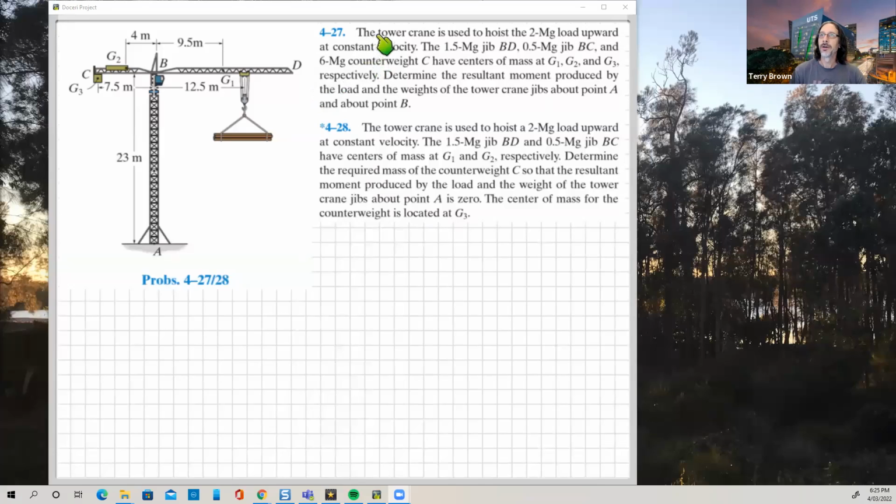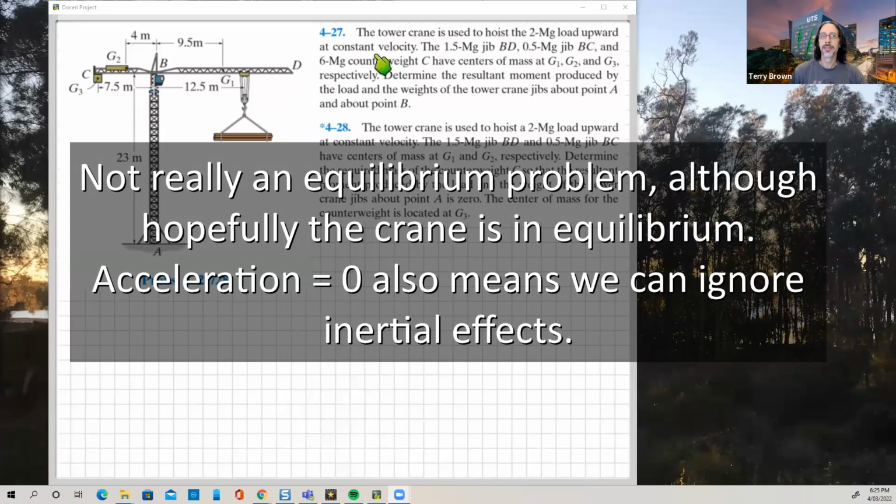So we've got a tower crane used to hoist a 2 megagram load upward at a constant velocity. So reading constant velocity, what does that tell us? That tells us that acceleration is 0, so therefore we can use equilibrium.